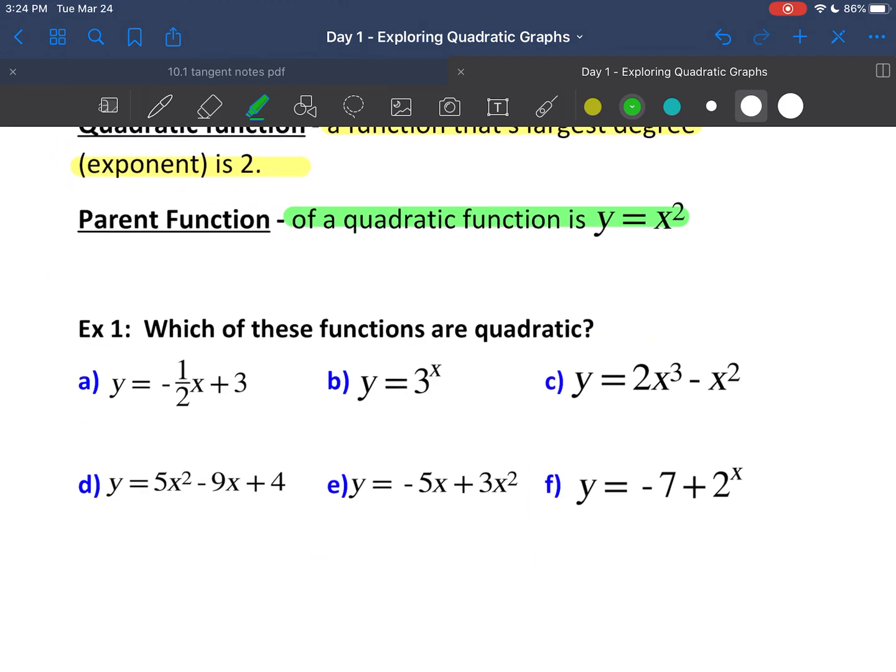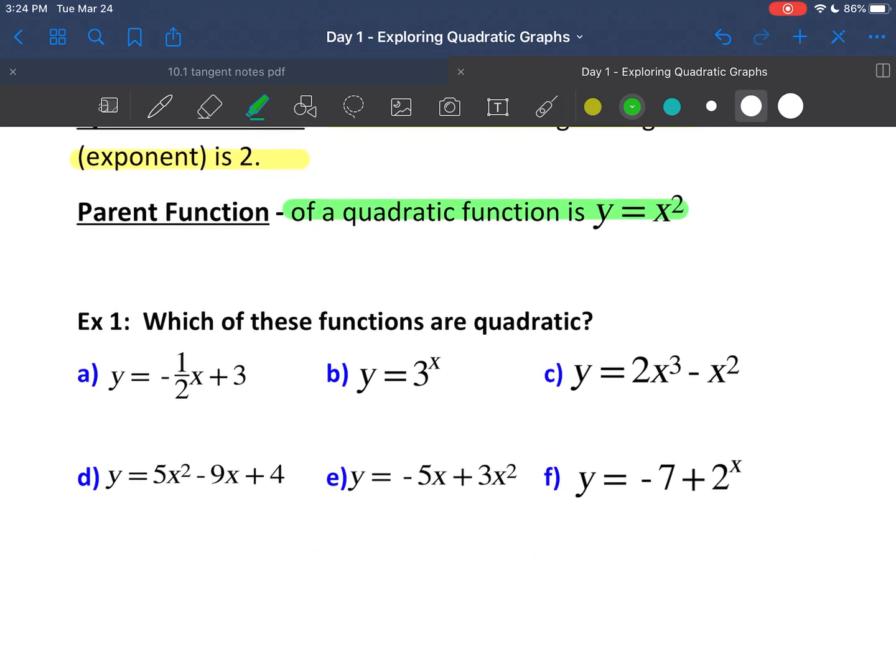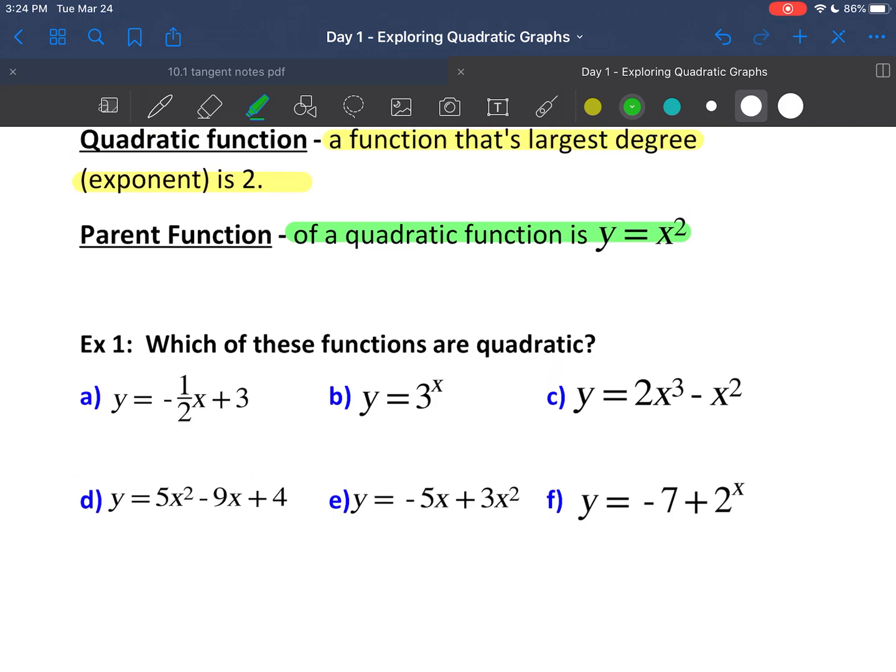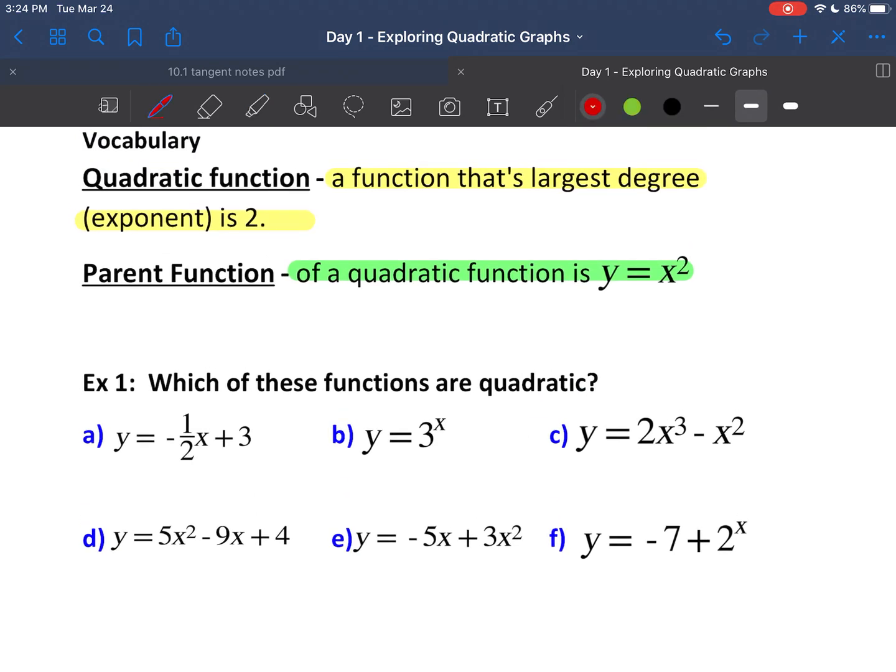The next thing we looked at was which of the following functions is quadratic. When we're determining that, we specifically want the largest degree to be 2. As you scan through, if we look at letter A, the exponent on the variable, remember there's really an imaginary 1 right there. So that is not the number 2, so this is not a quadratic. In fact, this is a linear function. I'm going to write the word linear underneath it.